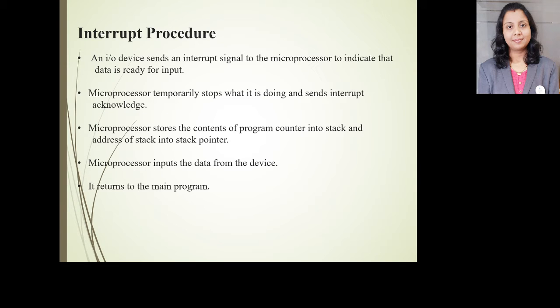So let's move on to the interrupt procedure. What actually happens when an interrupt occurs in a microprocessor? The first step is, an IO device sends an interrupt signal to the microprocessor to indicate that the data is ready for input. Then the microprocessor temporarily stops what it is doing and sends the interrupt acknowledgement. The third step is, the microprocessor stores the contents of the program counter into the stack and the address of that stack into the stack pointer. The fourth step is, the microprocessor inputs the data from the device, and lastly it returns to the main program.